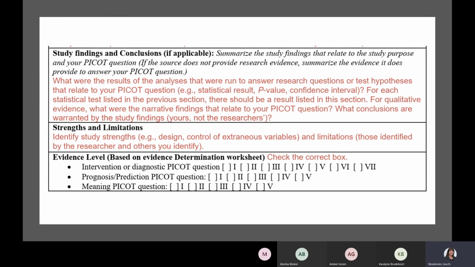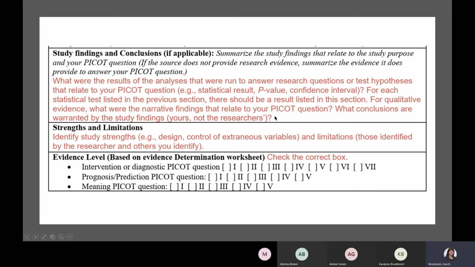Okay, now for qualitative evidence, you would ask yourself, what were the narrative findings that relate to your PICO question? What conclusions are warranted by the study findings? And this last item here actually applies to both quantitative and qualitative evidence. And it refers to your conclusions, not the researchers', because the researchers will state conclusions about their study findings, and those are typically stated in the discussion section of a research report. But you need to be thinking, okay, here are the results of the analyses. What conclusions are warranted based on the analyses?